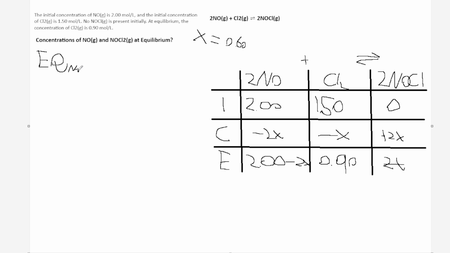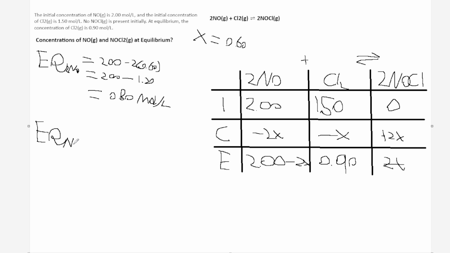So the equilibrium of nitrogen monoxide is simply 2.00 moles minus 2 times X, which is 0.6. This gives us a concentration of 0.80 moles per liter. The next element we're going to do is the only other element we have to solve for, nitrosyl chloride. So we just do 2 times the amount of moles, that's 2X, which just gives us 1.2 moles per liter.